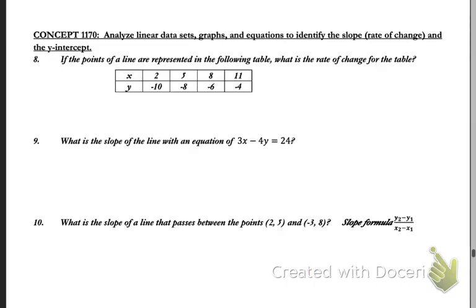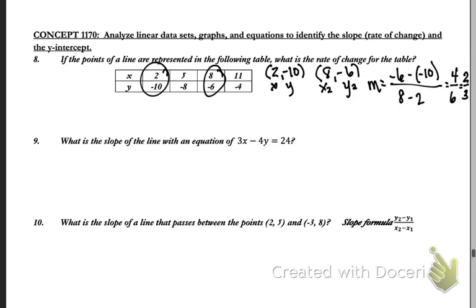Number 8. If the points of a line are represented in the following table, what's the rate of change for the table? So you have to remember to use y2 minus y1. So pick 2 ordered pairs. I picked (2, negative 10) and (8, negative 6). I identified them as x1, y1, x2, y2, and then I plugged them in. So I have negative 6 minus negative 10 divided by 8 minus 2. That gave me 4 over 6, and I was able to simplify that to 2/3. So my rate of change is 2/3.